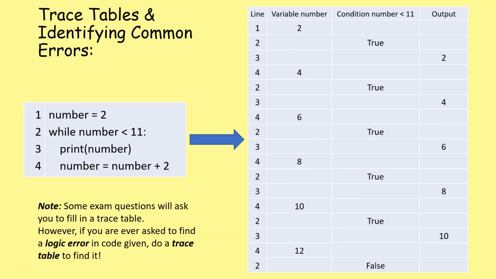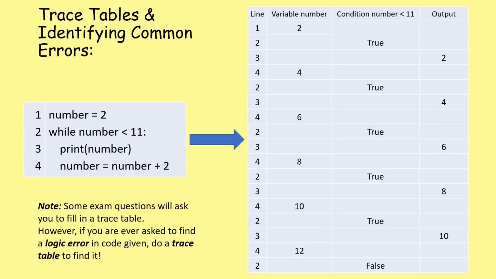After the line, we have the next column, which is one of the variables. It's the only variable in this program, which is number, and we have to record how that value changes as the program is run. The next column is we evaluate the condition. Is the number less than 11, true or false? And in the final column, we have any output. So obviously the output is only when you see the print statement in the program. It's not every line, it's not when we change the value of number.